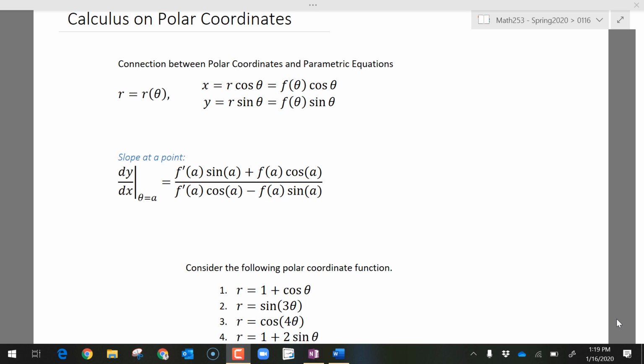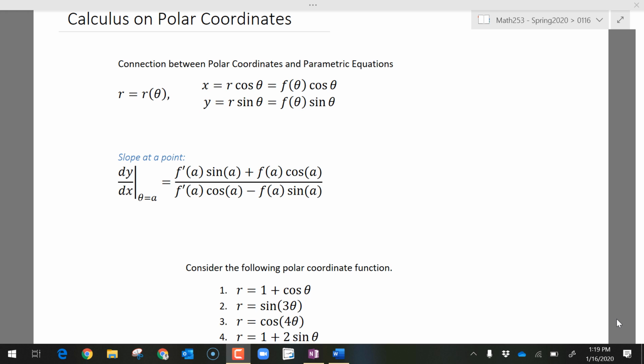So, just to recap, for us to try to do some calculus on the polar coordinates, we changed it into parametric equations because we know quite a bit about parametric equations. We know the derivative of parametric equations. We know how to find the slope of a parametric plot. We know how to graph it.